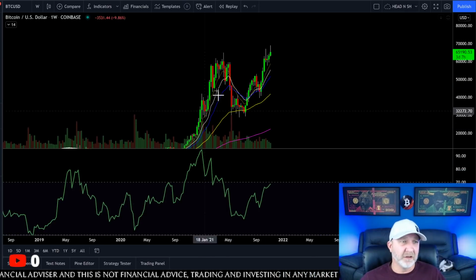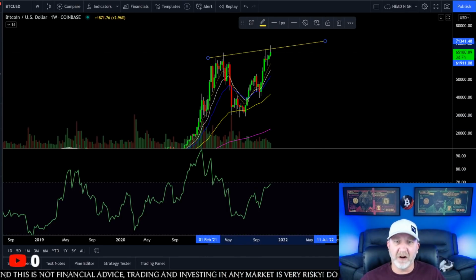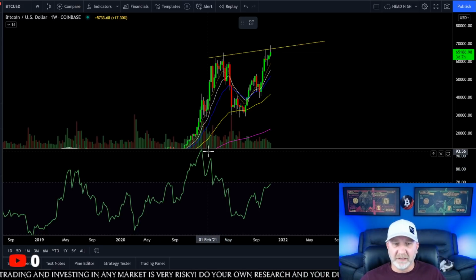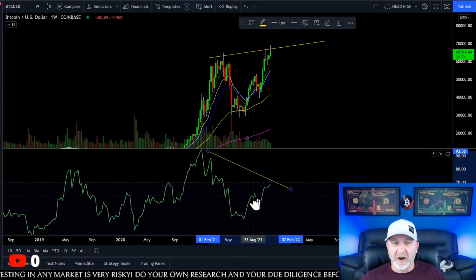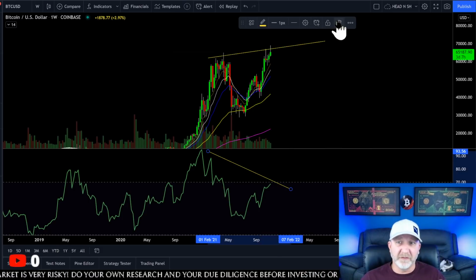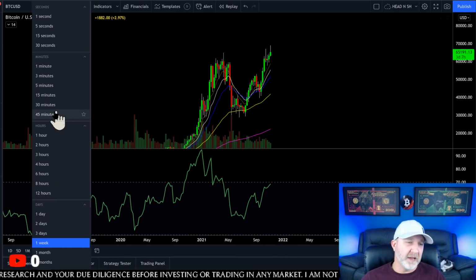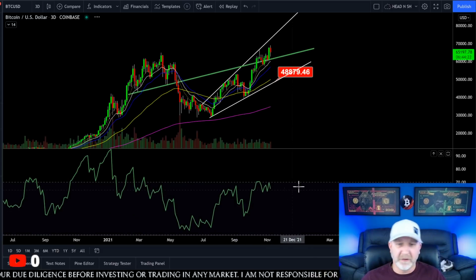And let's take a look at our divergence here. We have a higher high here. This is on the weekly, guys. And obviously we have a lower high here on the RSI. That's pretty big divergence. We have to see how the weekly closes. That can get erased. But let's take a look at the 3-day.